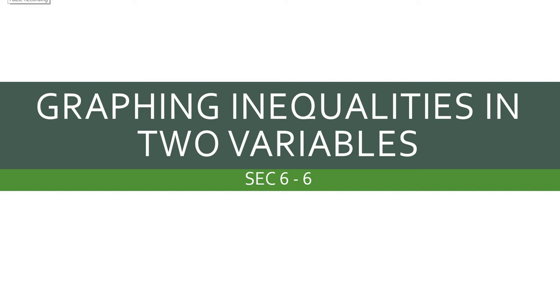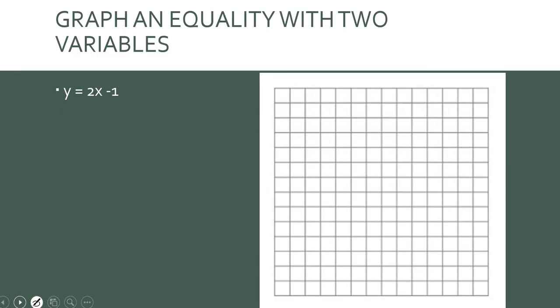Section 6.6 is graphing inequalities in two variables. Up till now we've been using inequalities with one variable, an x or an r or something like that. Now we're going to go back to our two variable graphs, but we're going to use inequalities.